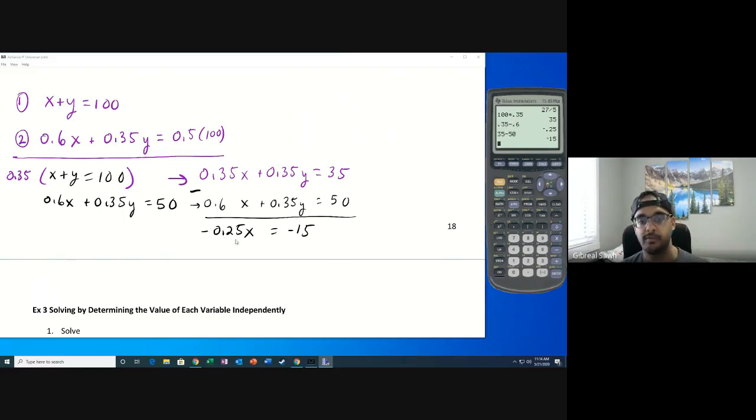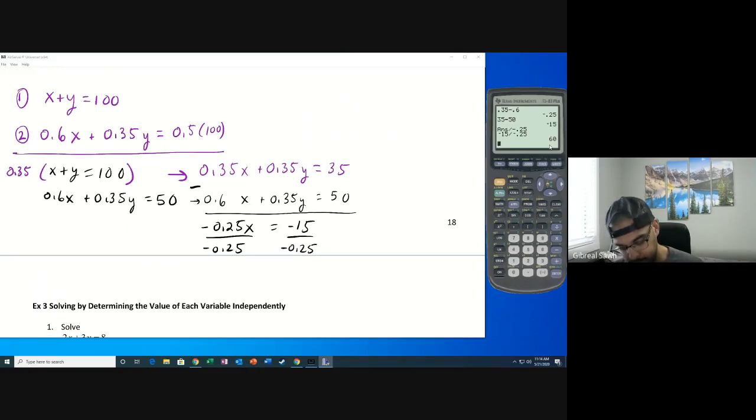Okay. We're going to divide by that coefficient of x now. So divide by 0.25 on both sides. And my calculator, what did I do? Negative 15 divided by negative 0.25. Oh, there we go. So x is equal to 60. Okay, so x is 60.